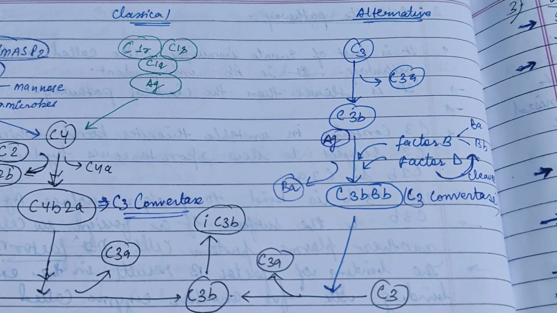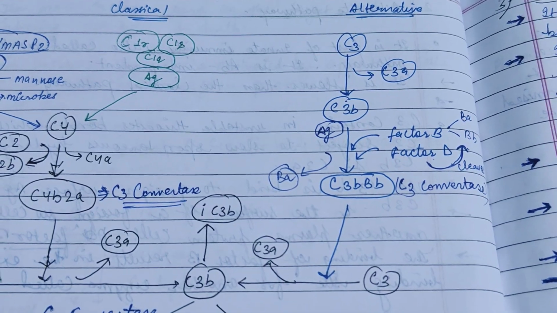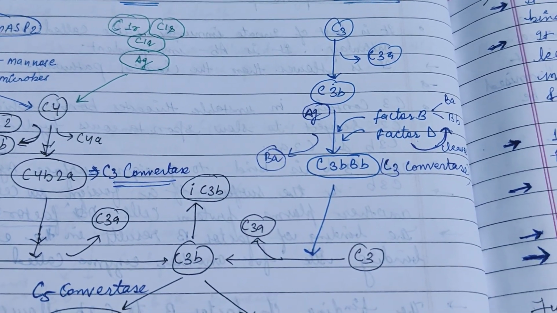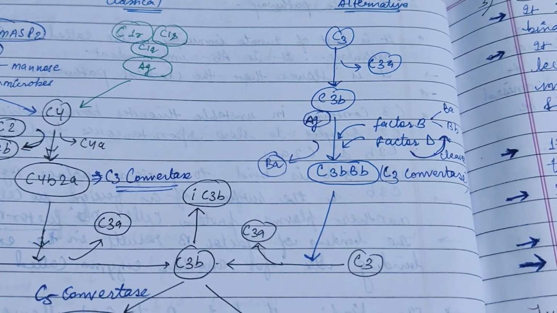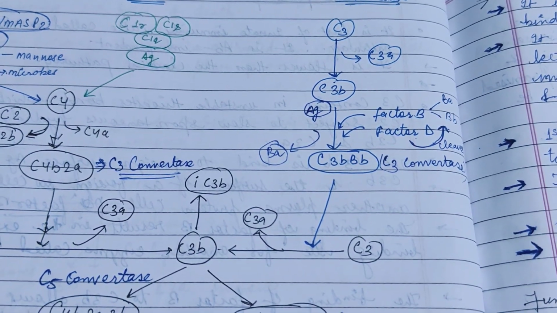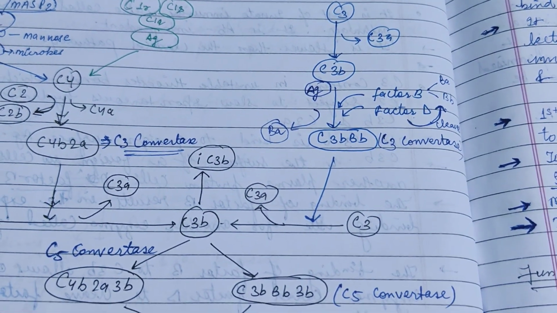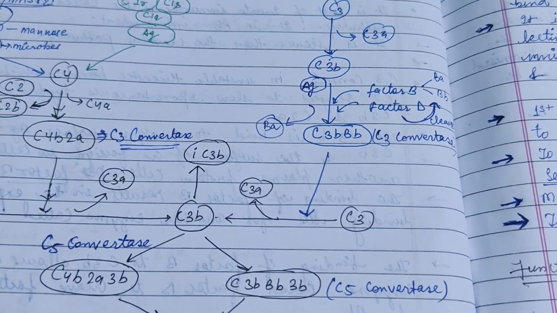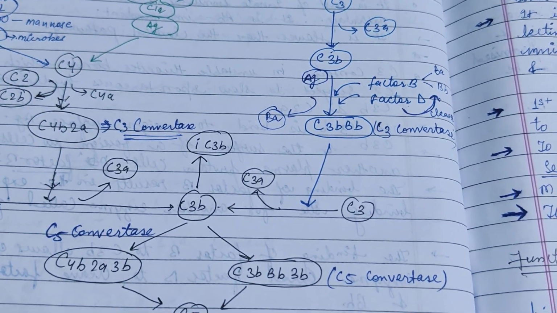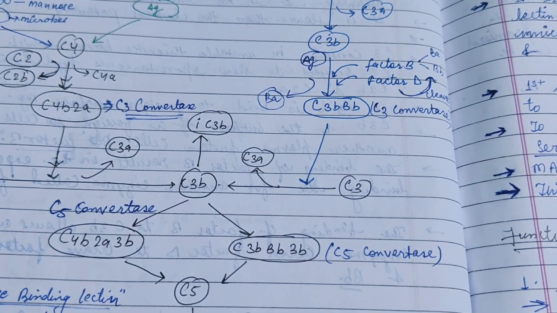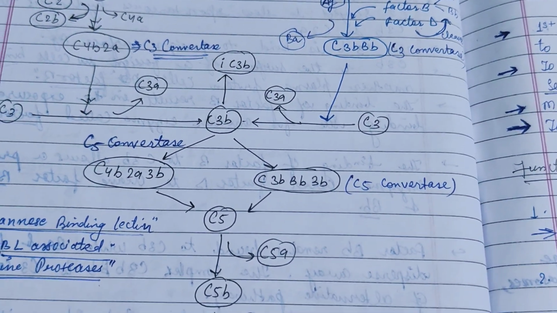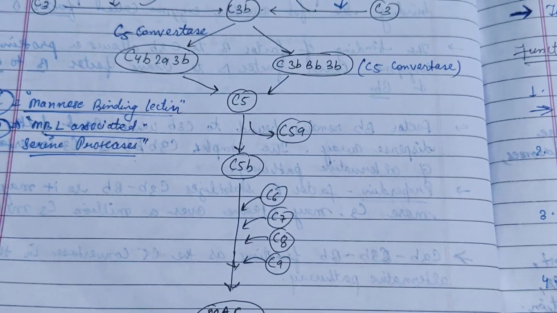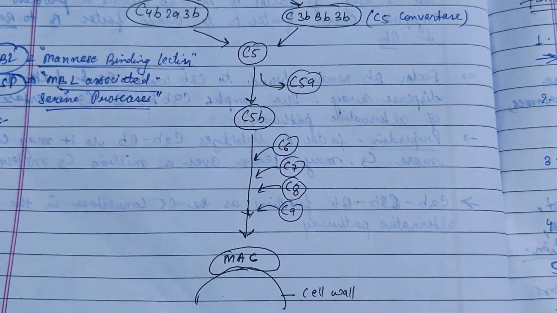In the alternative pathway, C3 is converted into C3b and C3a is removed, as we always say that C3a is the smaller segment that is removed, and C3b is the larger segment participating in the reaction. Then factor B and factor D also support forming the C3bBb complex, which is also known as the C3 convertase, and then the reaction proceeds to form the MAC complex.